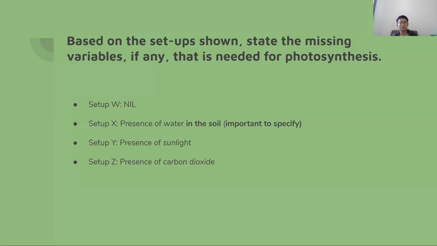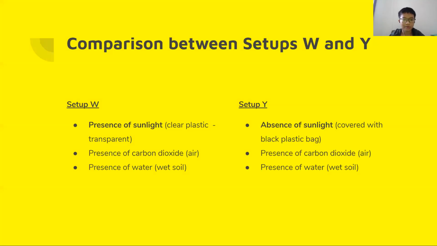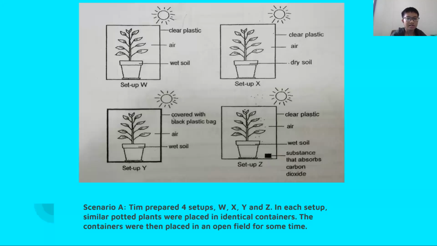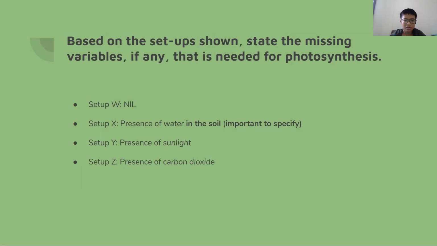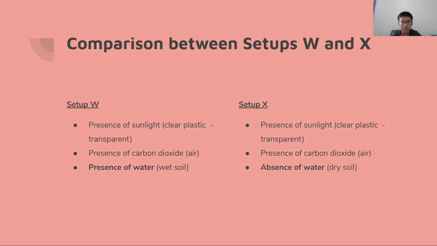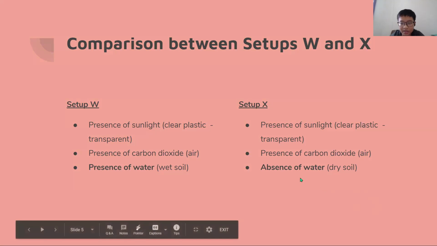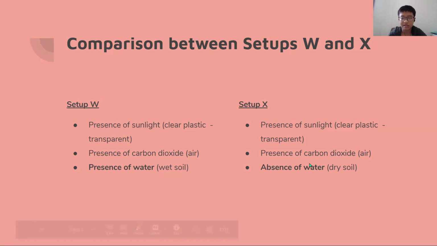Alright, so based on the setup, state the missing variables, if any, that are needed for photosynthesis. So first of all, we'll look at setup W. Setup W is in a clear plastic container, has a presence of air and wet soil. So we can say that setup W does not have any missing variables that are needed for photosynthesis. As for setup X, let's look at the comparison again. Setup X has an absence of water, meaning that there is no water in this setup.